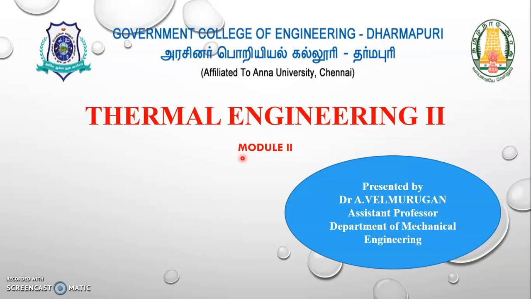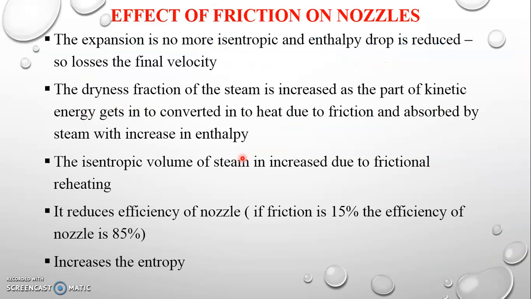In this video lecture, Thermal Engineering 2, Module 2: the effect of friction on nozzle. When the steam flows through a nozzle, the final velocity of steam for a given pressure drop is reduced due to the following reasons: the friction between the nozzle surface and the steam, the internal friction of steam itself, and the shock wave or back pressure that will be applied.